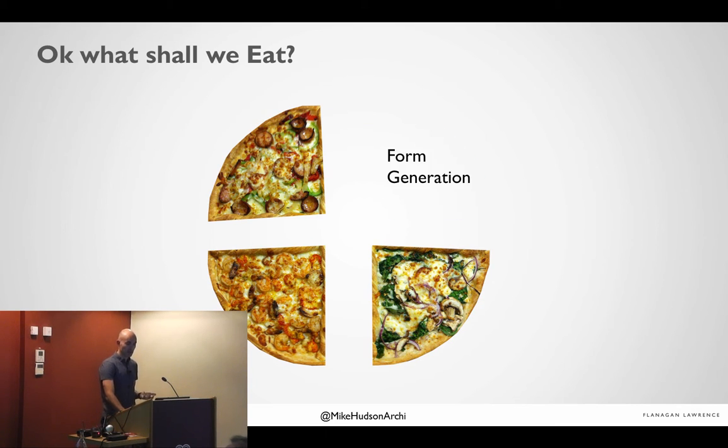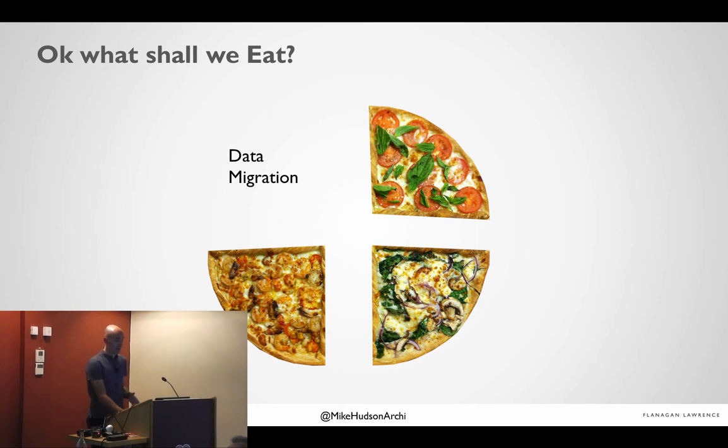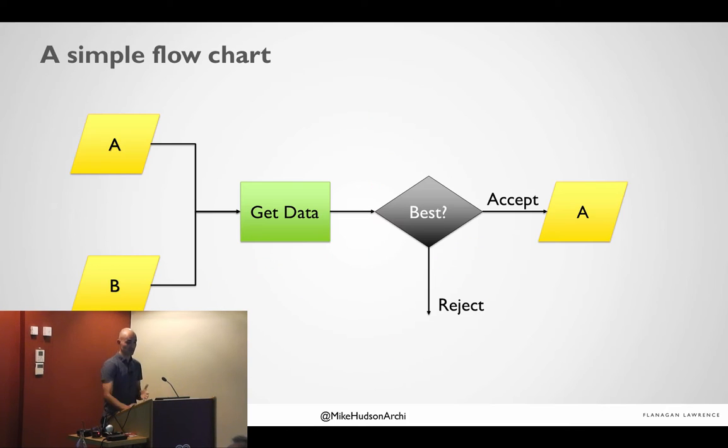So let's just think about what we use Dynamo for at Flanagan Lawrence. We use it for form generation, simulation, optimisation, and data migration. There will be a degree of crossover with what Lawrence has demonstrated to you, which is a really great presentation, I might add. So hopefully it will tie up nicely with some of the practical applications that we've used. But in a nutshell, any visual programming is basically flowcharts. That's all it is. PowerPoint's very good at flowcharts, I might add.